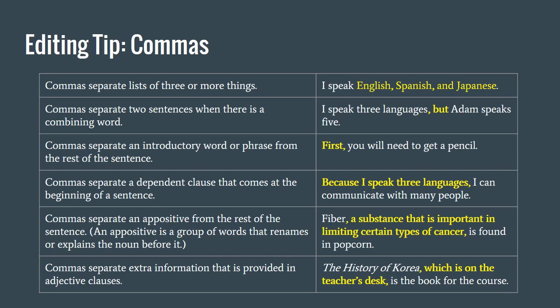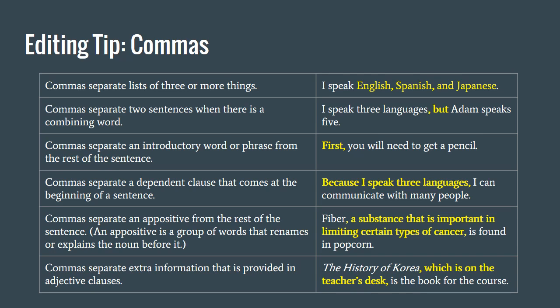Next, commas separate 2 sentences when there is a combining word. We also call that a compound sentence. I speak 3 languages, comma, but Adam speaks 5. So there's 2 full sentences here. I speak, Adam speaks, but a comma connects them with a coordinating conjunction.